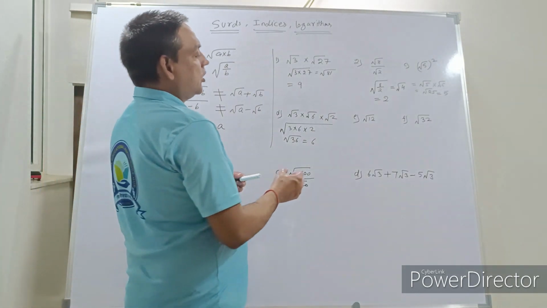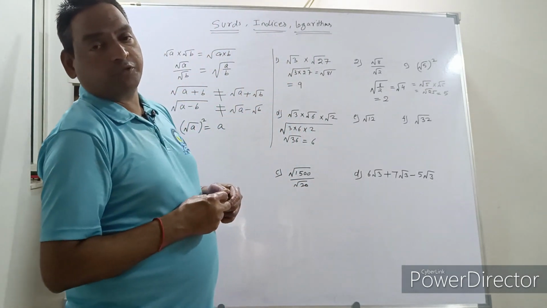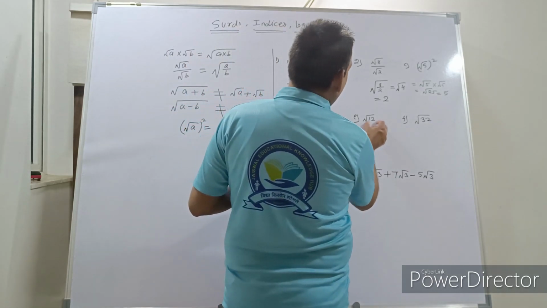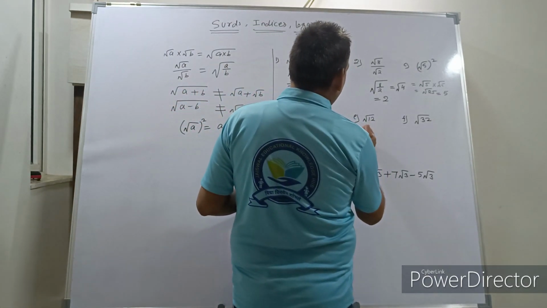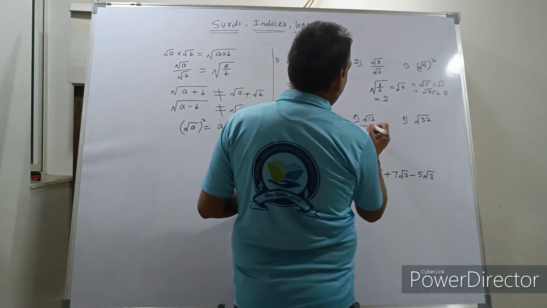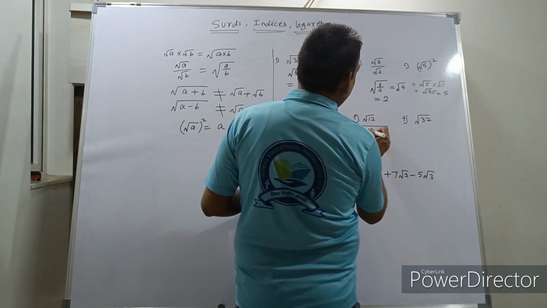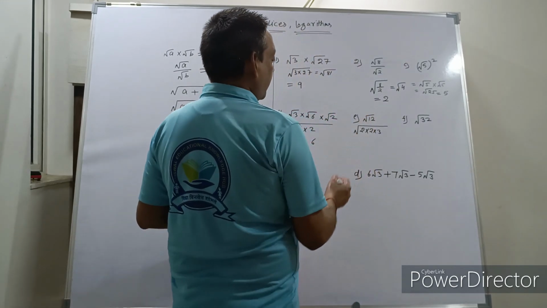Next one is, now only root 12 is given and they ask you to simplify root 12. So what you have to do here, you have to split. Factorize 12. If you factorize 12, you'll get 2 into 6, again 2 into 3. So 12, if you factorize, how to factorize 12?